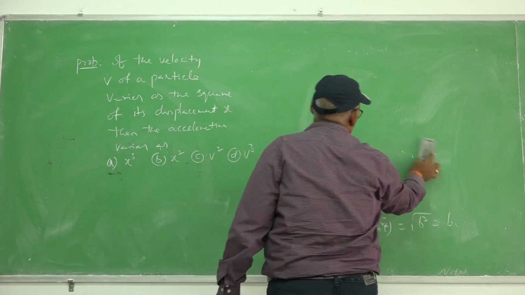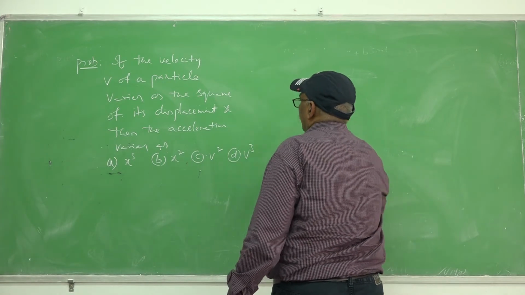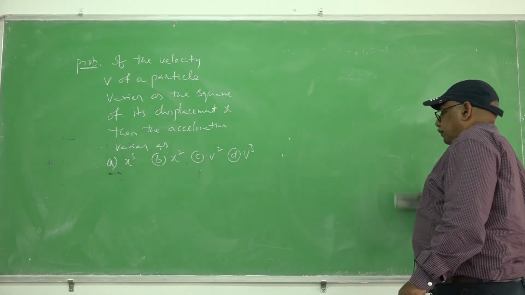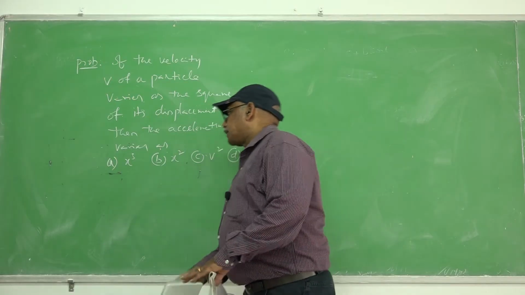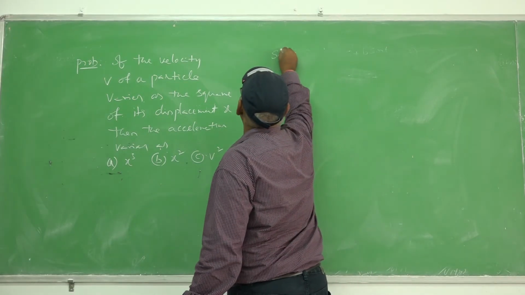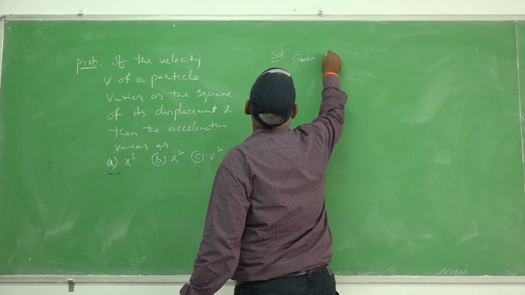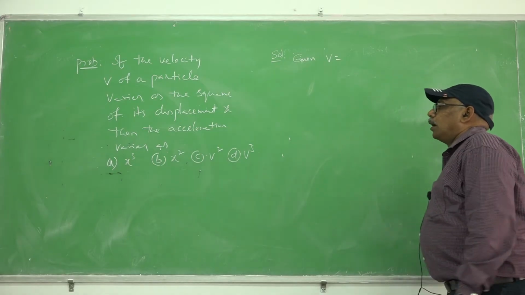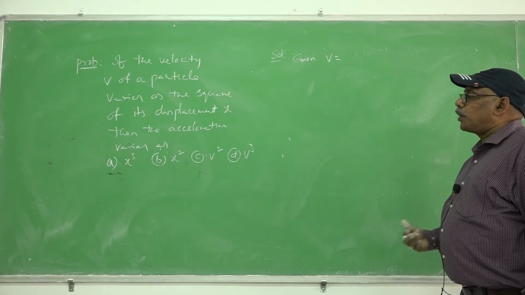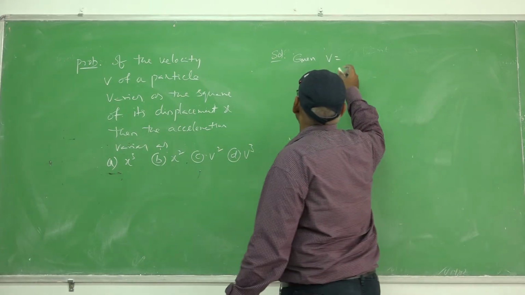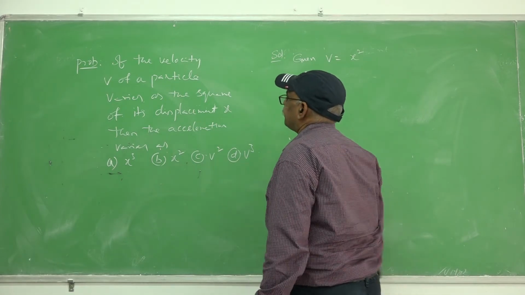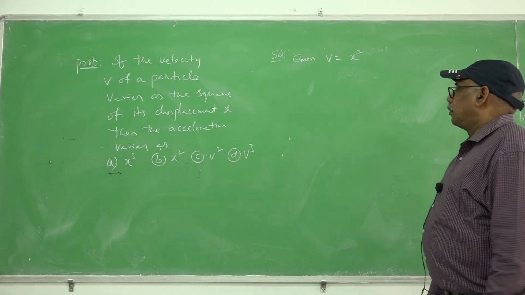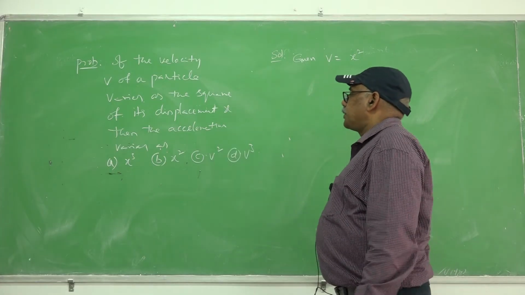Here the velocity of the particle v varies as the square of its displacement, the square of the displacement x. That means the given velocity v varies as the square of the displacement, as the square of the displacement means x square itself. Now acceleration varies.